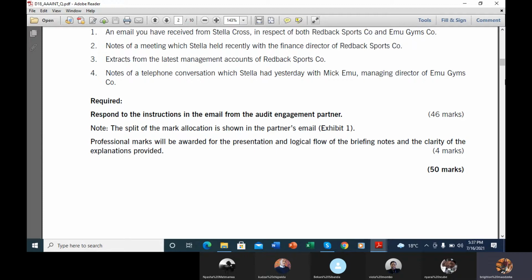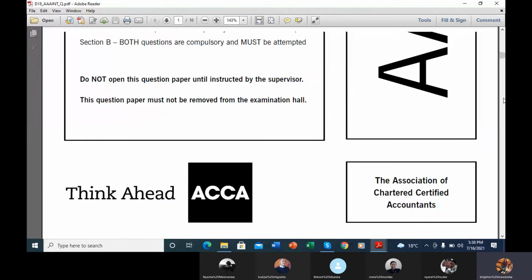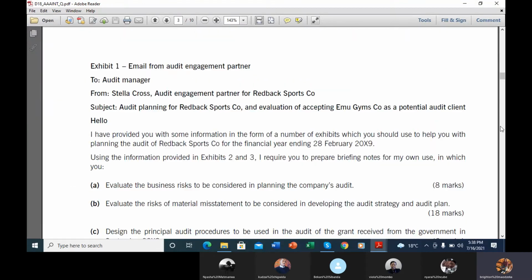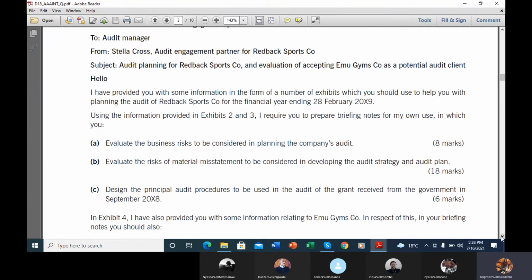So how best can we present this? Simply use the format of briefing notes. Here is exhibit one, a good example of briefing notes: to, from, subject. You don't say hello, you say introduction. Let us start with the presentation of work. Use briefing notes. What are the briefing notes? This memo format: to, from, subject, and then introduction.